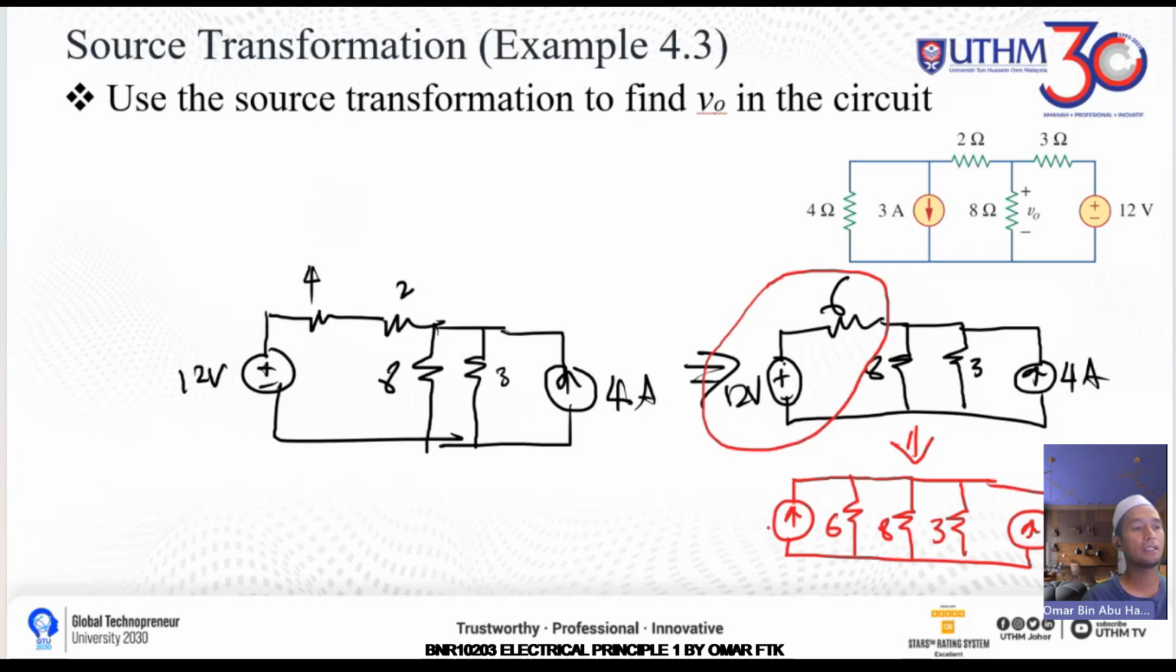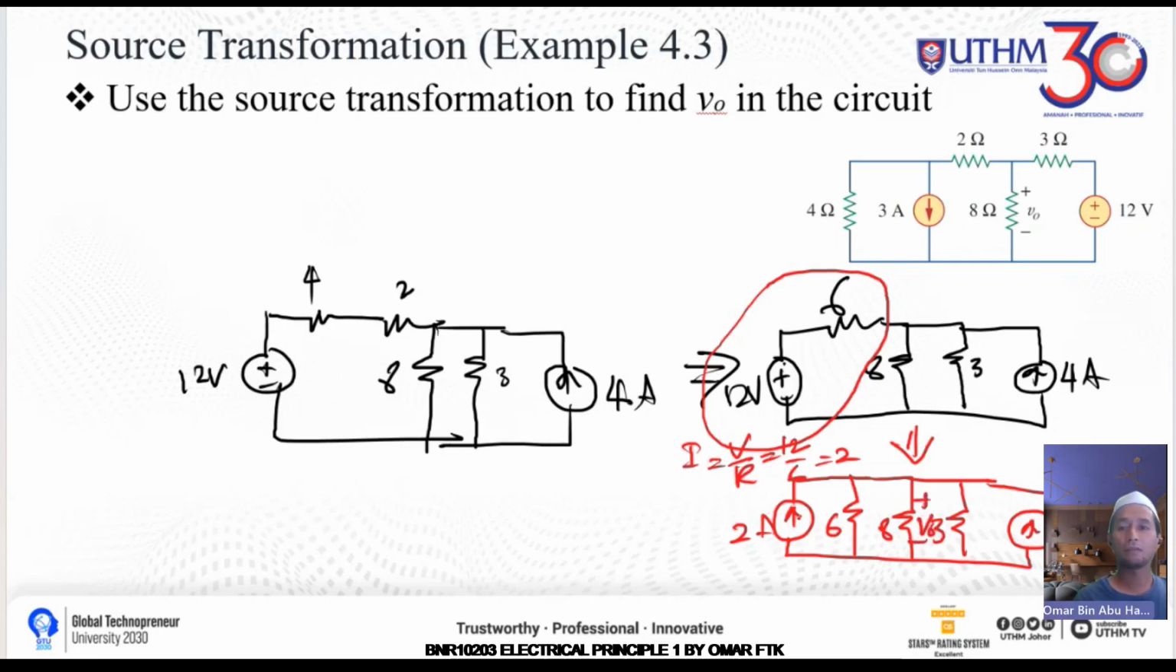And for the current source here, you have to determine it. I equals V over R. 12 divided by 6, which will be 2. So you have 2 amp. So then after that, I think from here you can actually determine the value for the V out, because V out is here.